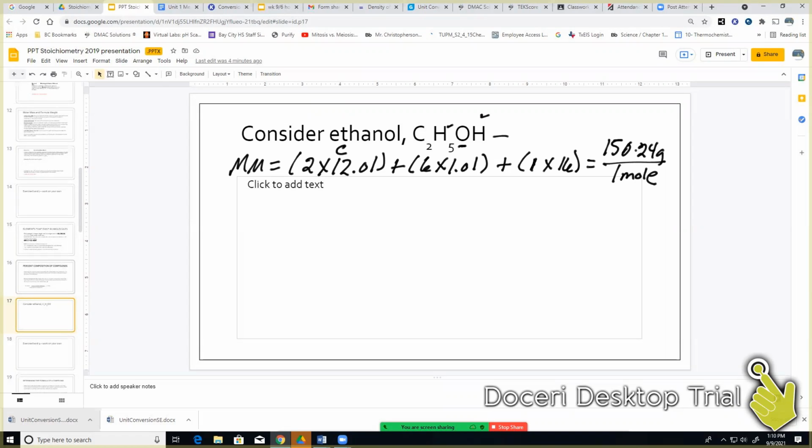So what we're trying to do is find the percent by mass of each element. So remember, percent is always part of a whole.